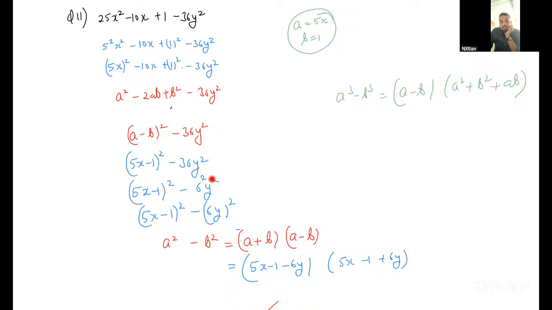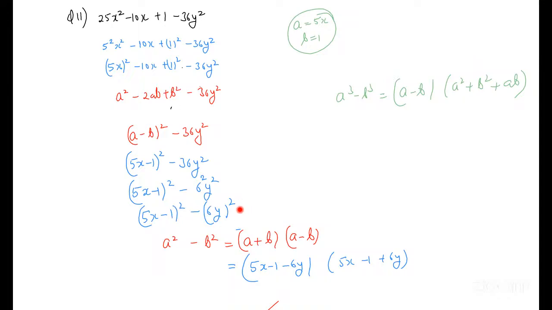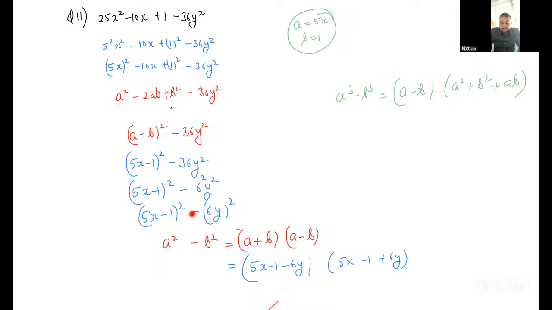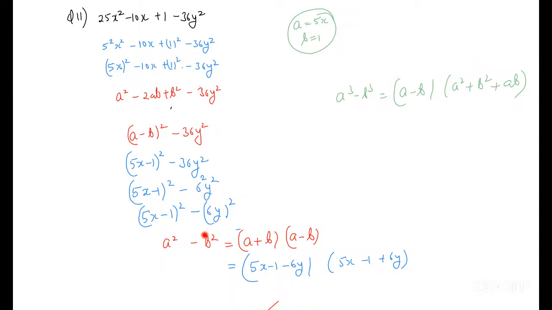So 6 square y square was already there. If I take out the common power, it becomes (5x minus 1) whole square minus (6y) whole square. It is now in the form of a square minus b square, where a is equal to 5x minus 1, b is equal to 6y. So what is the property of that? A square minus b square is (a plus b)(a minus b).